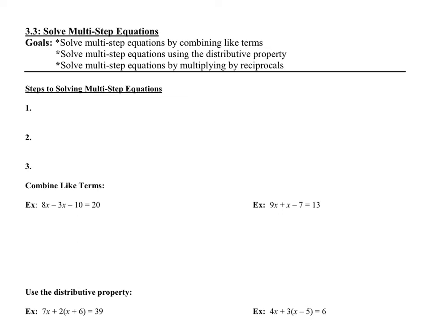In this section, we're going to solve three types of multi-step equations. First, we're going to do it by combining like terms, which is pretty similar to what you did yesterday. Then we're going to solve multi-step equations using the distributive property, and then by using reciprocals.